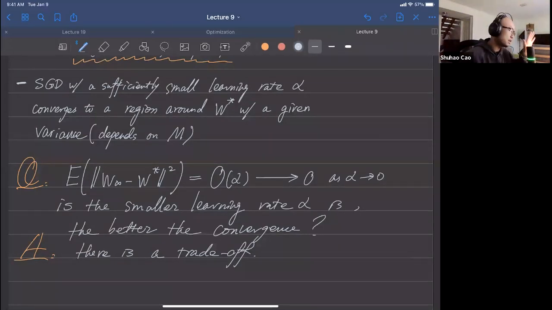But that's it for today. In the next class we'll learn how to code stochastic gradient descent. On Monday we'll come back and try to answer this question: is a smaller learning rate better? So that's it for today.